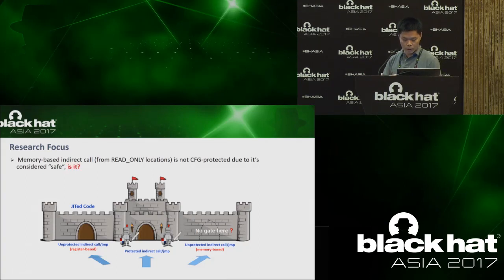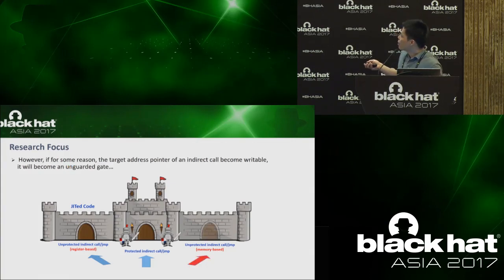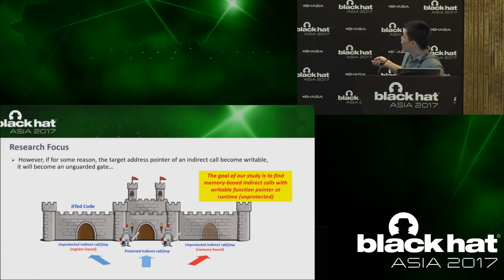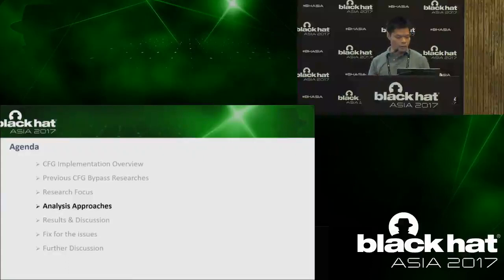So we started to think, is this really the case at runtime? So that basically is our research focus, trying to find a hidden gate. Which means we're trying to find memory-based indirect calls with a writable function pointer at runtime, so that the function pointer is not protected by CFG. So that is our research focus. Now let's talk about our research approach.